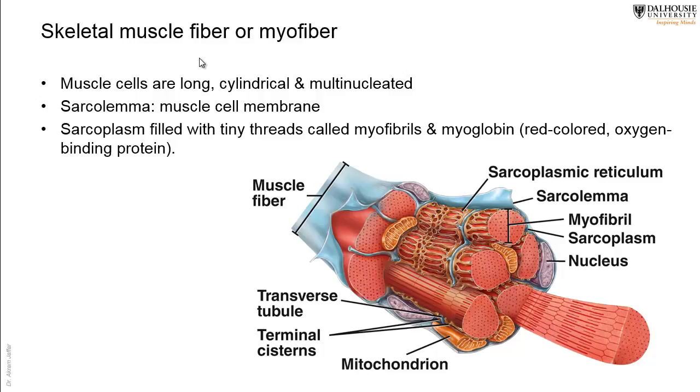The cell membrane has a special name here. It's called the sarcolemma. And the cytoplasm here has a special name. It's called the sarcoplasm. And you can see that the sarcoplasm is filled with these threads of myofibrils and myoglobin. So these are called myofibrils, and each myofibril consists of filaments. So myofibril consisting of multiple filaments. These multiple filaments here, they are the contractile proteins in addition to the myoglobin.